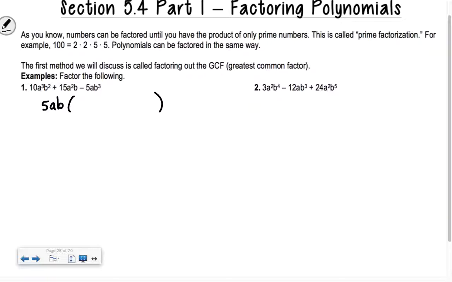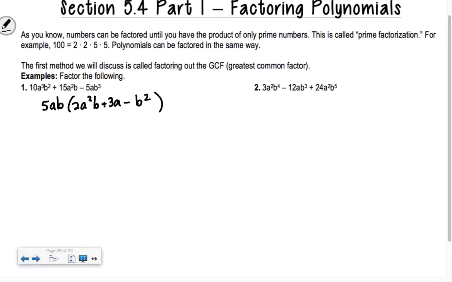So basically we're taking all of those terms and we're dividing out by 5ab, just like we did the other day. So we're going to need a 10, in order to get the 10, we need a 2. In order to get the a cubed, we need an a squared. In order to get the b squared, we need another b. And we do this for each part. So for the 15a squared b, we're going to need a 3 and another a. And for the negative 5ab cubed, I'm going to need a negative 1 and a b squared.